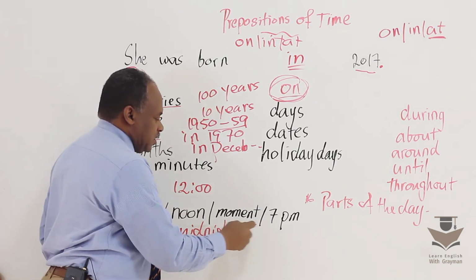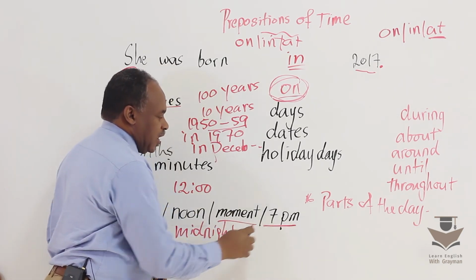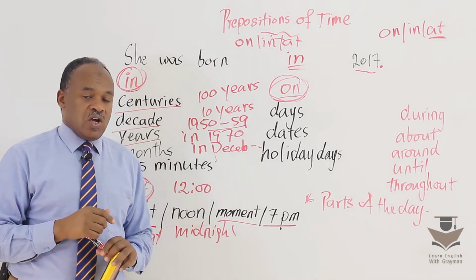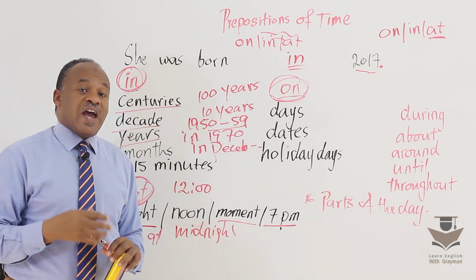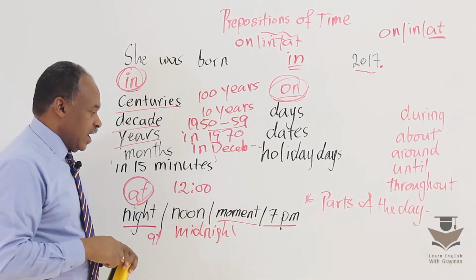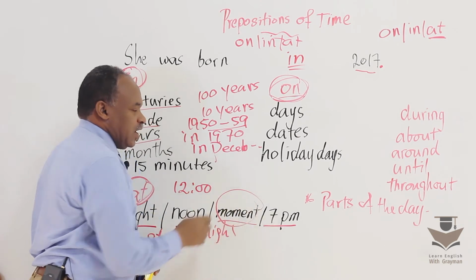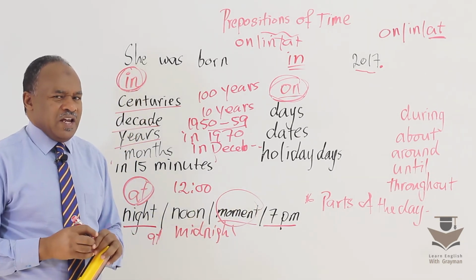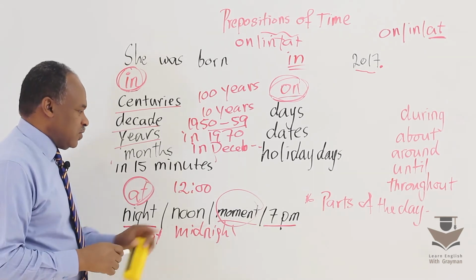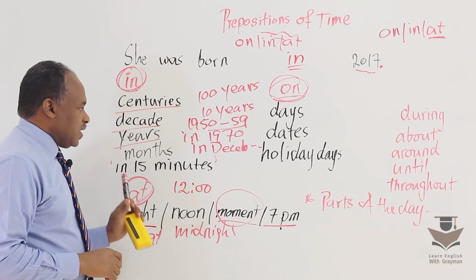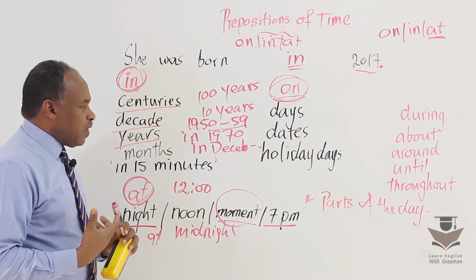What about moment and exact hours? I'll see you tomorrow at 7 o'clock. At 7 o'clock or at 7:30. When you have the exact time, we use at. Also for a moment, to say at the moment. I've heard some people say in the moment, but I feel that is not correct. We say at the moment, okay? That's about at.